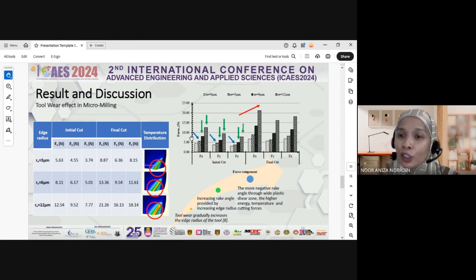This might be due to the increasingly negative rake angle provided by the increasing edge radius. The more negative rake angle creates a wide and expanded plastic shear zone, so the higher the energy and cutting force obtained. The increase in the cutting force can easily lead to tool deflection, tool breakage, or damaging the workpiece and also the machine surface.